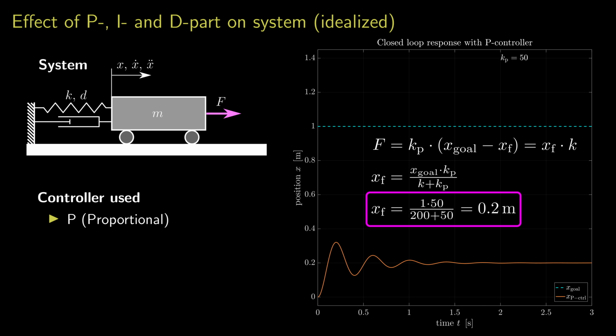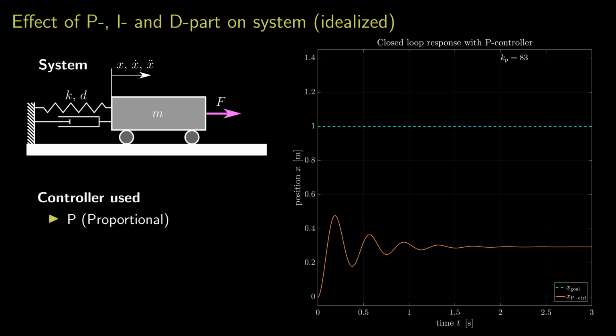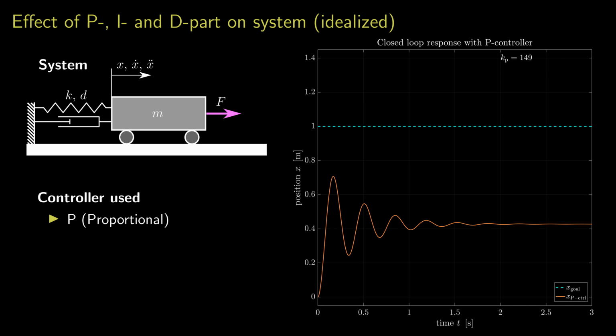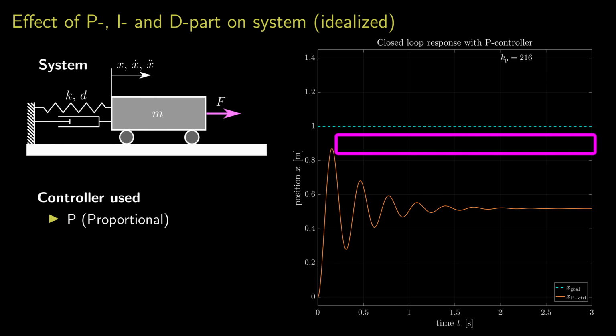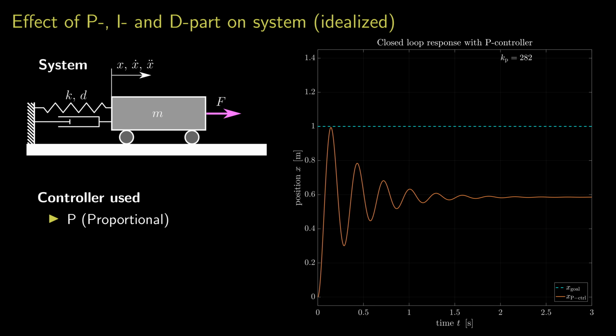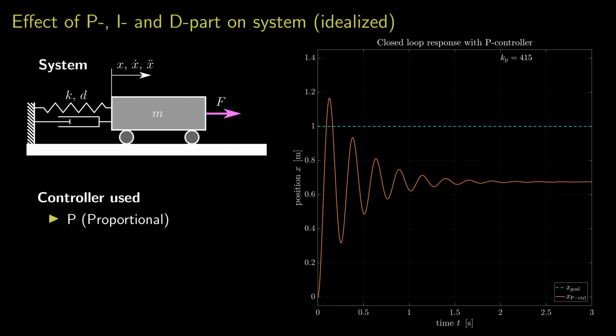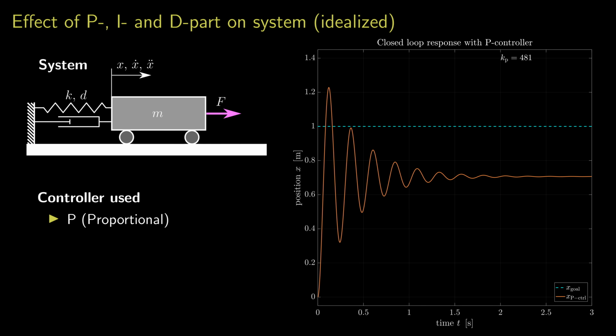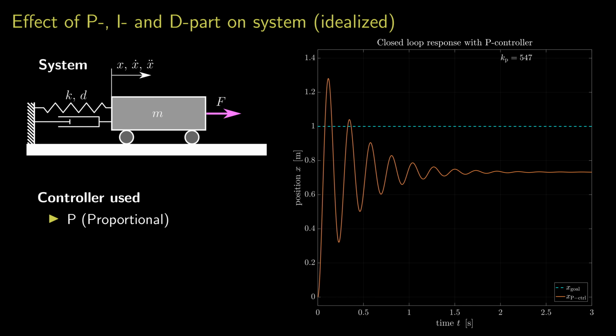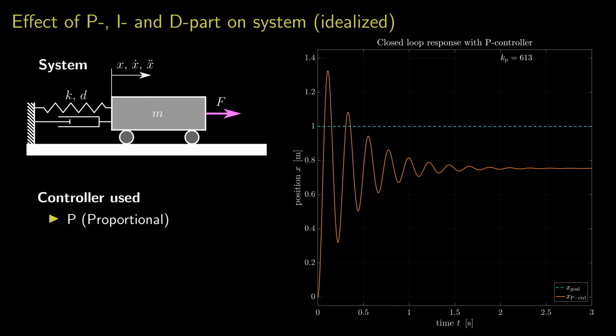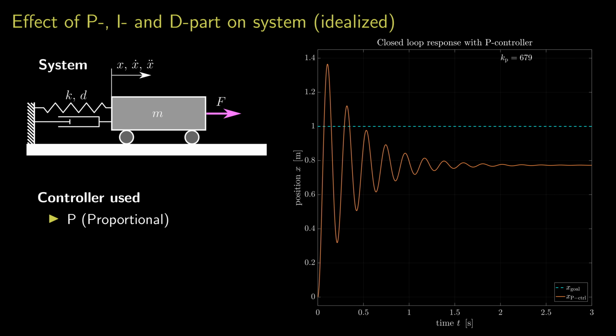Pause the video quickly and think about it. Leave a comment and then continue watching. If we ramp up our Kp, the settling point back here will move up closer towards the goal point. Increasing Kp leads to a higher force of the controller for a given error. Since the force of the controller is in equilibrium with the force of the spring when the system is at rest, we get closer to our desired endpoint.